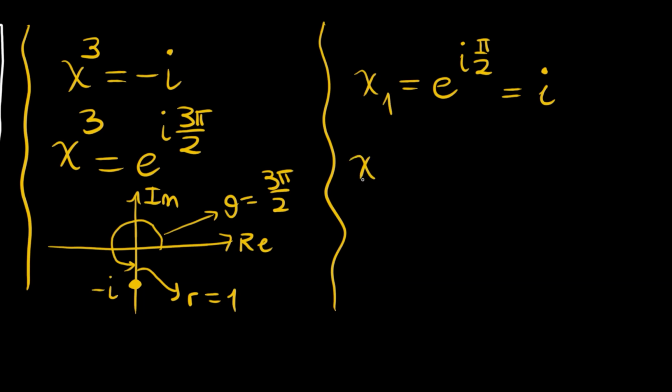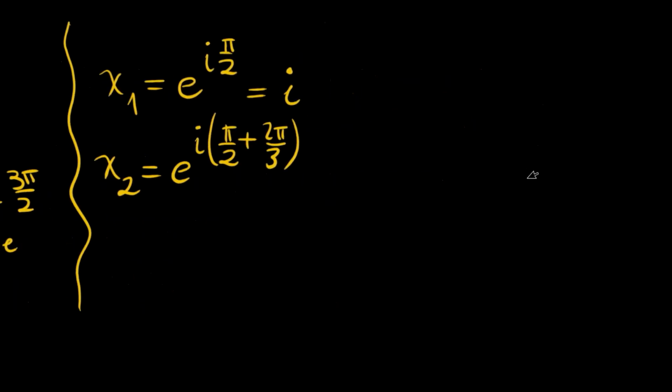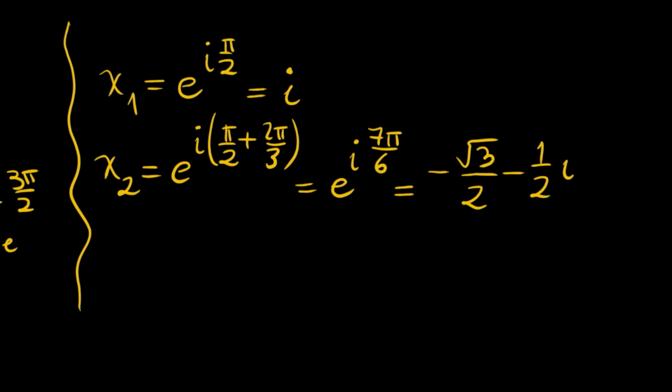The second root will become e to the power of i times pi over 2 plus 2 pi over 3. Since we have 3 roots, we will rotate our root by 2 pi over 3. So this becomes e to the power of i times 7 pi over 6. And this should have a negative real and imaginary part. This should become negative root 3 divided by 2 and negative 1/2 times i.